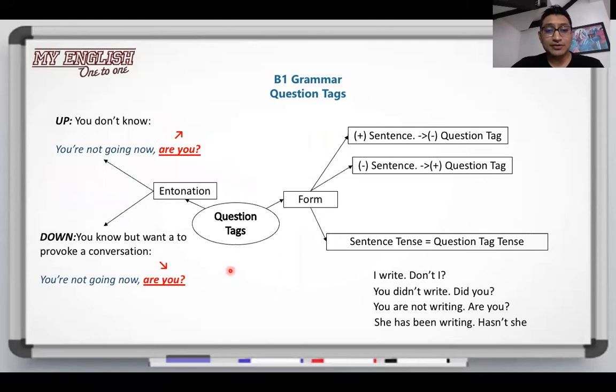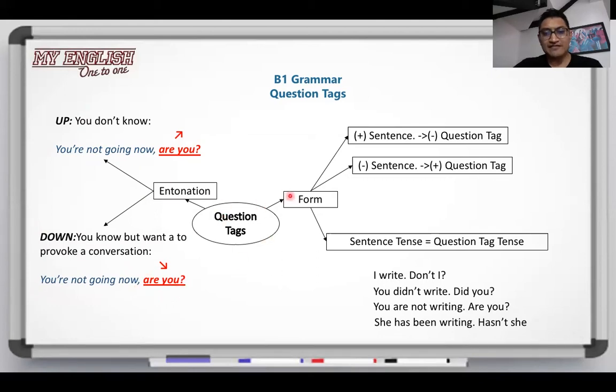All right, so here I'm going to present a brainstorm on tag questions. So first, tag questions have intonation and form. When we're talking about the intonation, you have intonation up or intonation down. You do the intonation up when you don't know something and you want to get information. For example, you're not going now. Are you? But you do the intonation down when you know, but you want to provoke a conversation. You're not going now, are you?